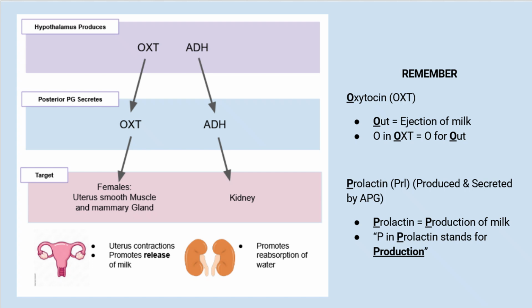The way I remember the difference between the two when I was taking the course was O in oxytocin stands for out, leading to the ejection of milk from the breast. O equals milk out. Prolactin is produced and secreted by the anterior pituitary gland and has to do with the production of milk. The way I remembered this was thinking P in prolactin stands for production of milk.